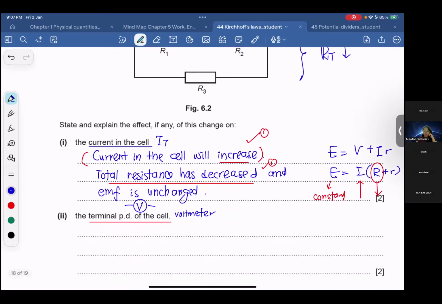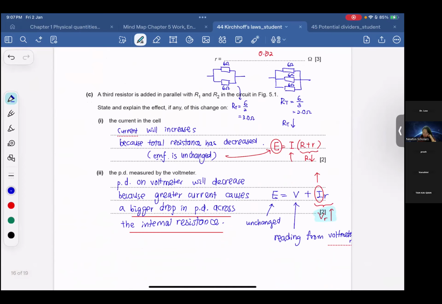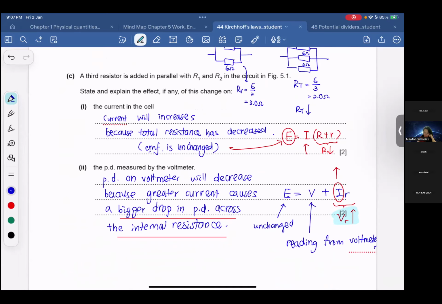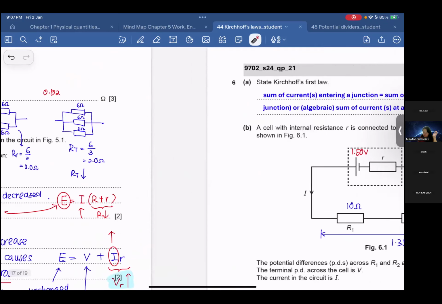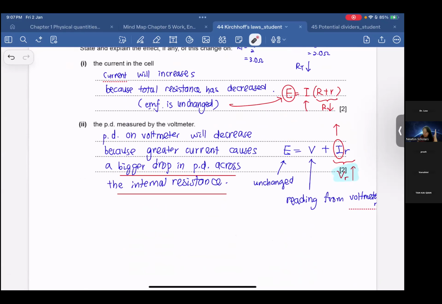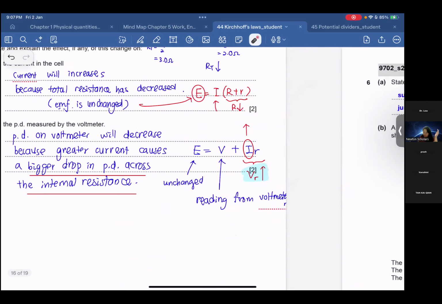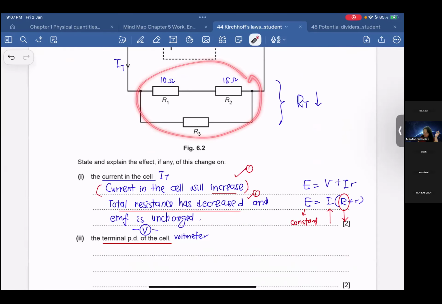It's similar with the question just now. Can you see, series and parallel, the way they're asking is almost the same. What happened to your current? What happened to your potential difference measured by the voltmeter? Same question, just a different type of connection. So you think about V. When you connect one more resistor here, what happened to your total resistance? What happened to your current? Then what happened to your voltmeter V?